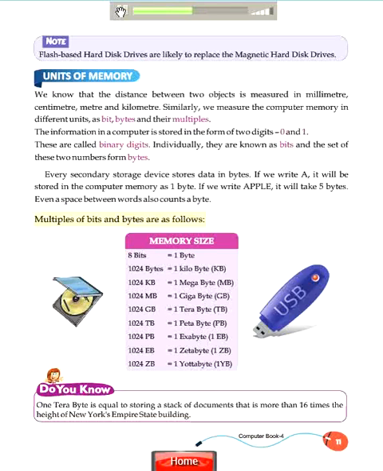Multiples of bits and bytes are as follows. Memory size: 8 bits equal 1 byte. 1024 bytes equal 1 kilobyte, KB. 1024 KB is equal to 1 megabyte, MB. 1024 MB equals 1 gigabyte, GB. 1024 GB equals 1 terabyte, TB.